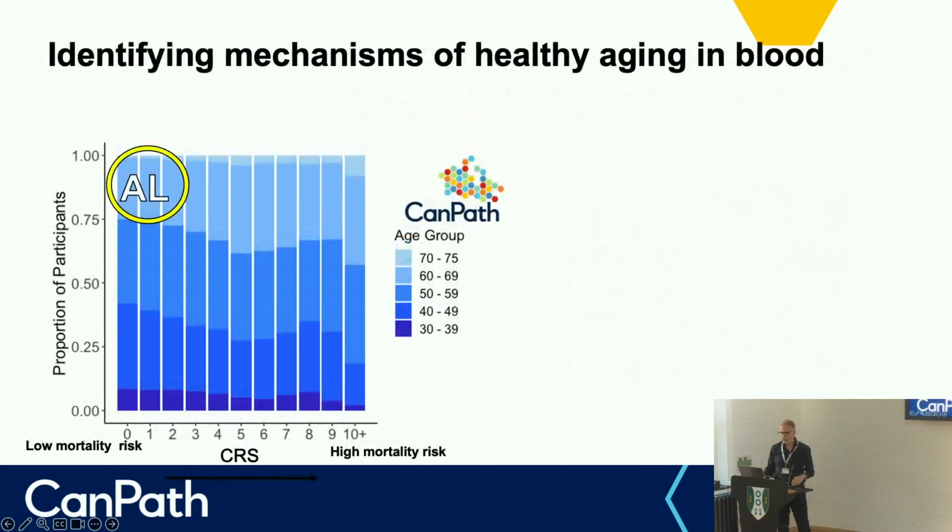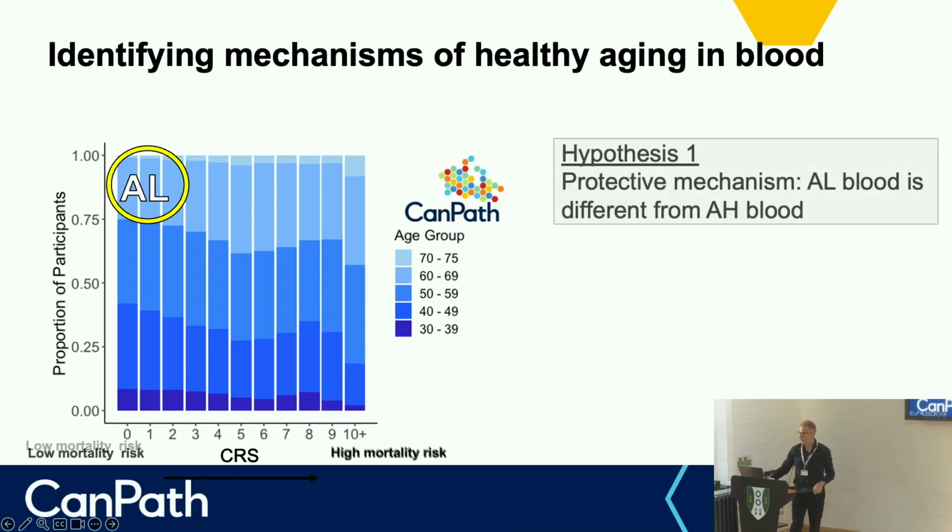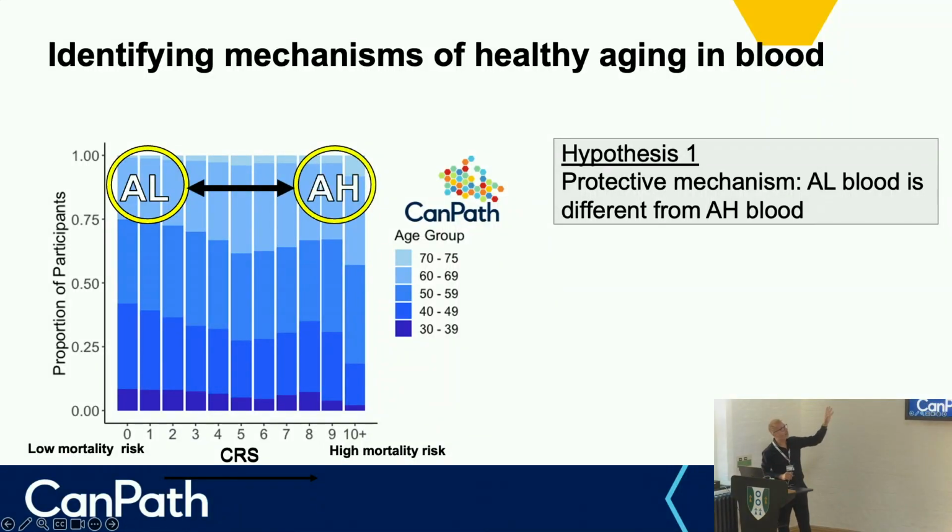So the idea here is to find people who are aged but low risk. So who are those people? Who are those 80 or 90-year-olds who have the blood profile of, say, a 40-year-old, right? And let's really interrogate the heck out of those blood samples and compare them to high-risk individuals. So AH is a high-risk aged individual. AL is a low-risk individual. So you can see here the CRS is on the bottom, which is my low to high mortality risk on the x-axis, and I'm looking at the different age groups.